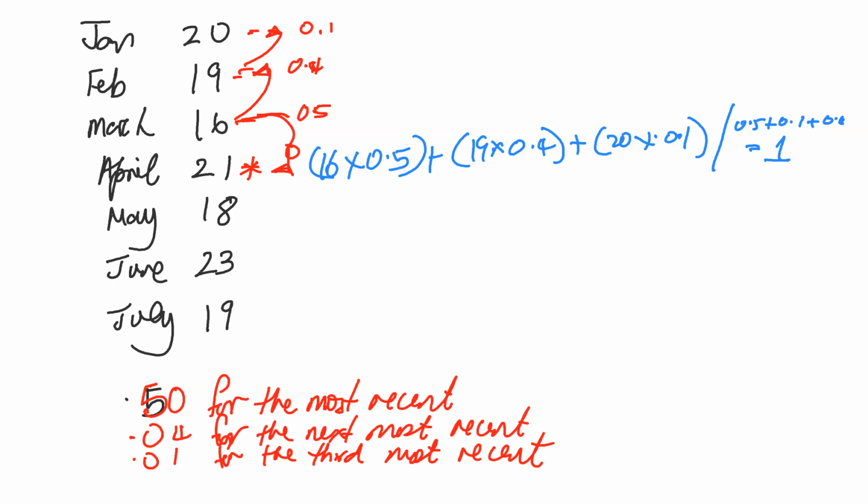So then you work out your sum product. So 16 times 0.5, that gives you 8. 19 times 0.4, that gives you 7.6. 20 times 0.1 gives you 2. So the average is now 8 plus 7.6 plus 2 equals 17.6. 17.6 divided by 1, where 1 is the sum of the weights, equals 17.6, right?